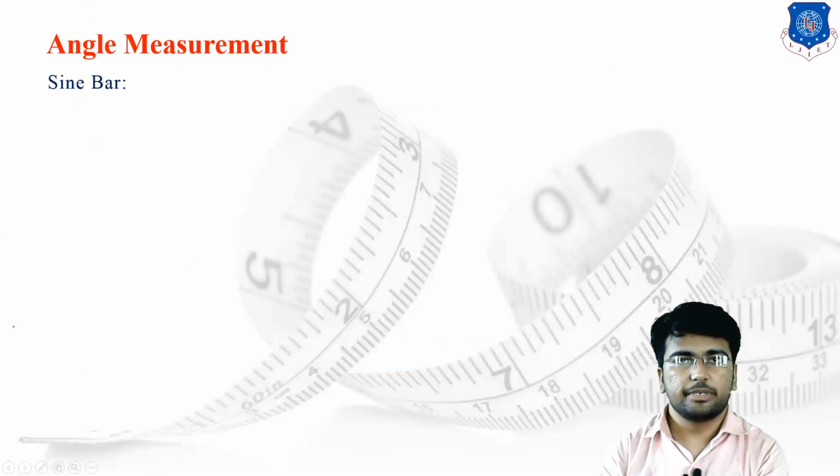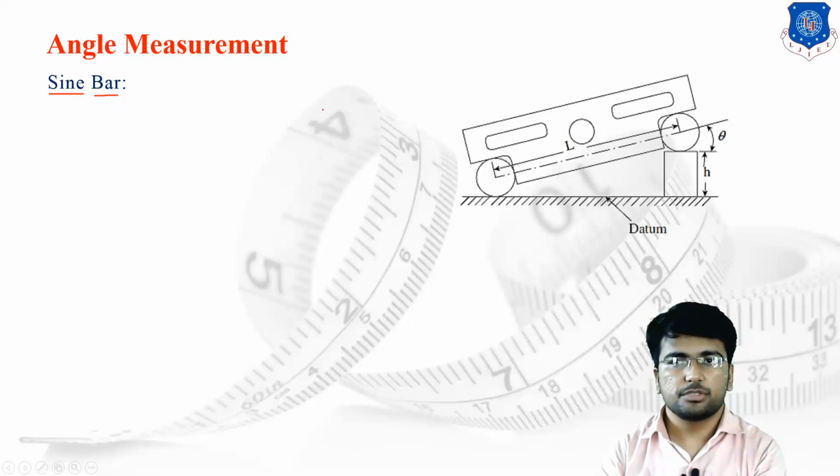In the angle measurement, the basic instrument, or we can say the basic setup which is useful for the measurement of the angle, is the sine bar. As the name suggests, the sine stands for the mathematical trigonometry term. In mathematics, we have learned the concept of sine angle, and the bar stands for the rectangular section having some particular geometry.